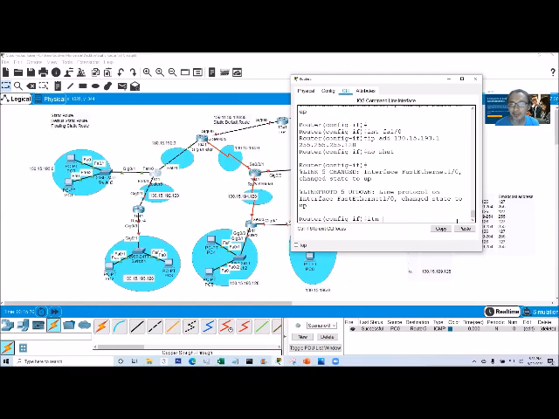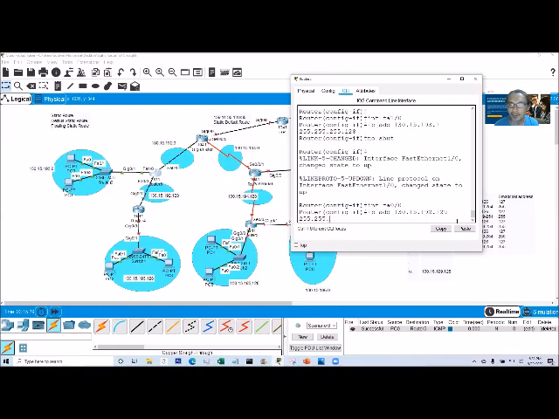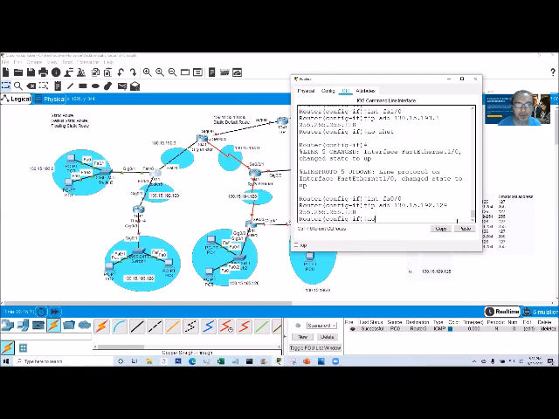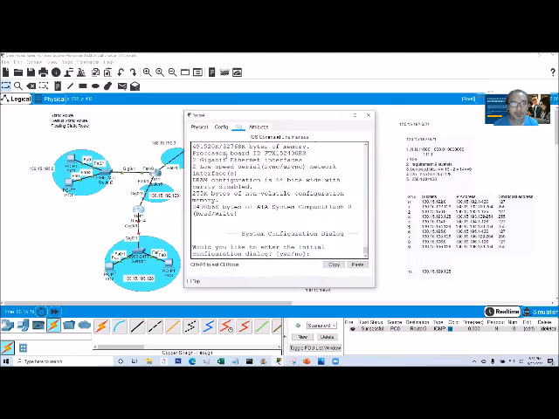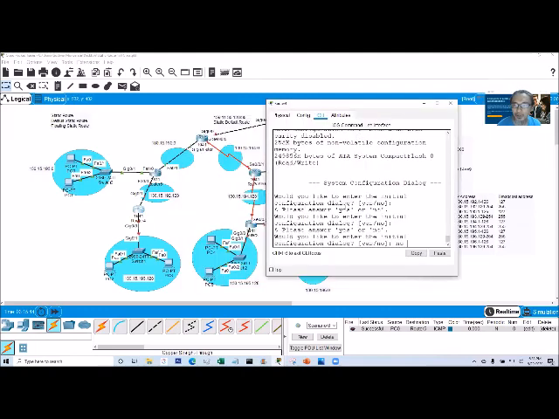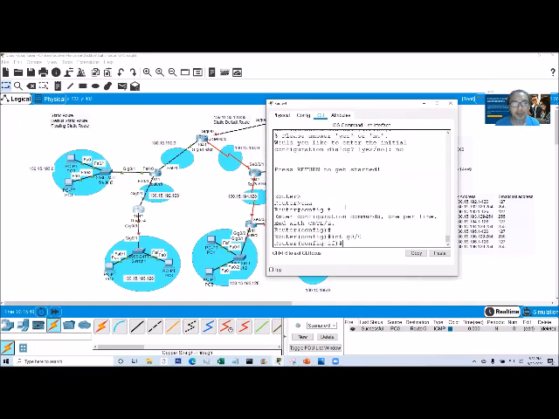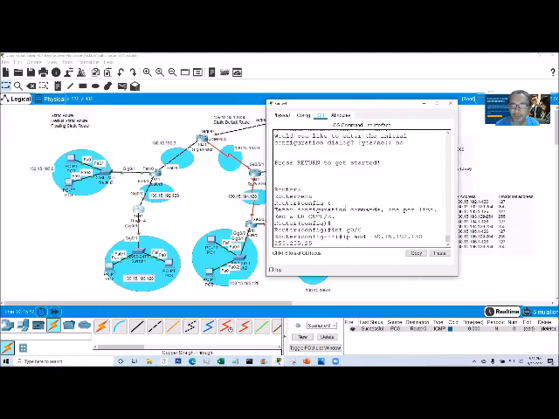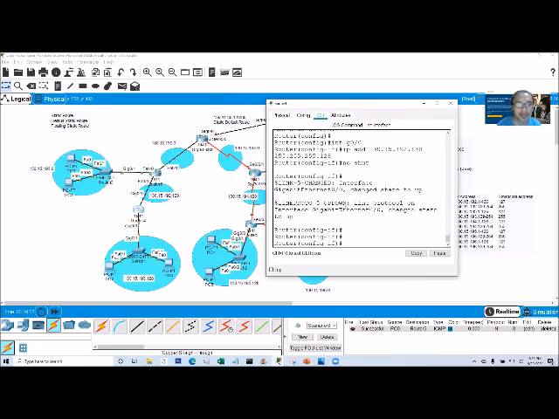So int Fa0/0, ip add 130.15.192.129 255.255.255.128 and turn no shut. Then we are going to configure also this router here with the G0/0. So enable, config t, in G0/0 LAN. Then we're going to IP that one as 130.15.192.130 255.255.255.128. Turn no shut. We are also going to configure the LAN.